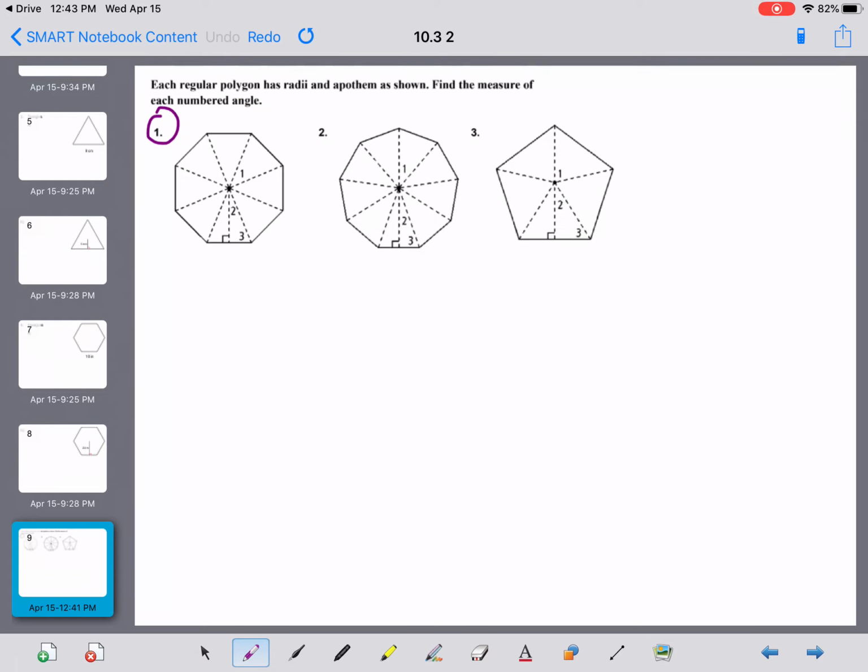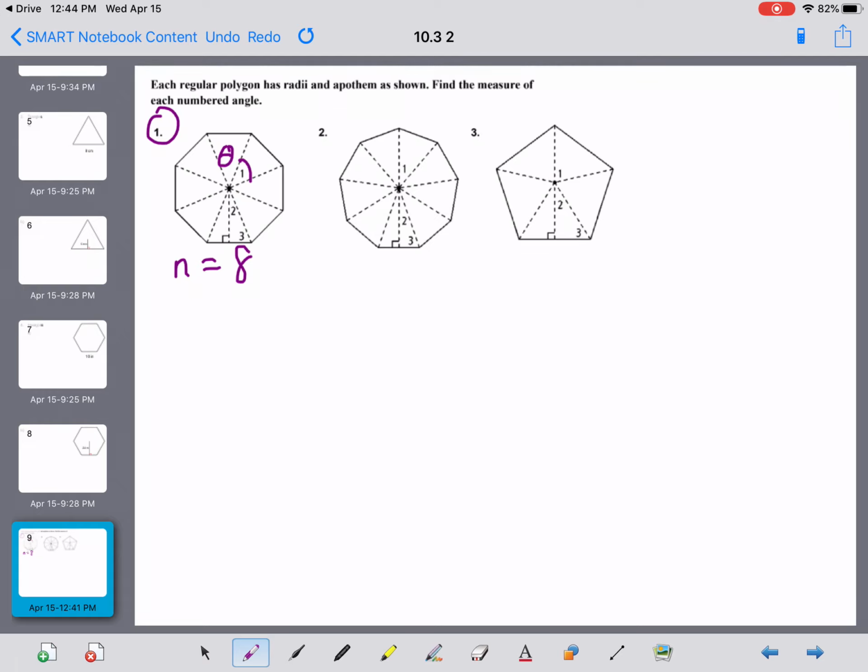So the first thing you probably want to figure out is how many sides we're dealing with in each particular one of these polygons. And in number 1 here, you can count them up, see quickly here that we are dealing with a regular octagon, which means we have 8 sides. Now what they're asking you to find right here for angle 1 is what we in the notes call theta, which is the measure of a central angle.